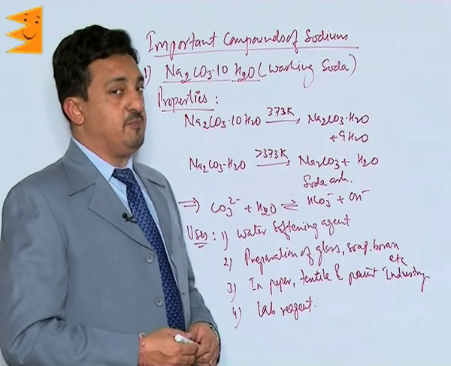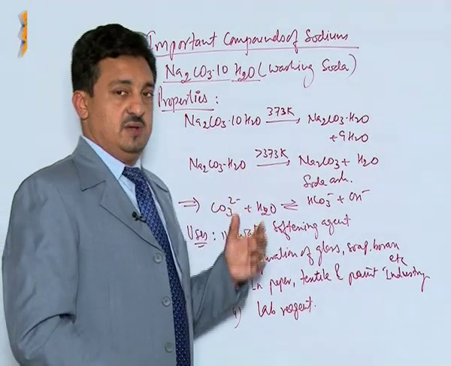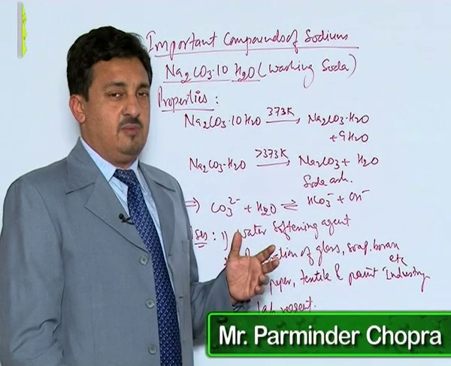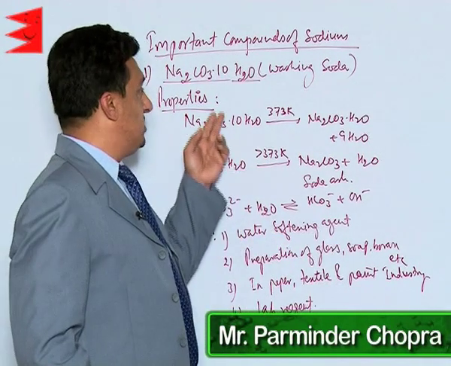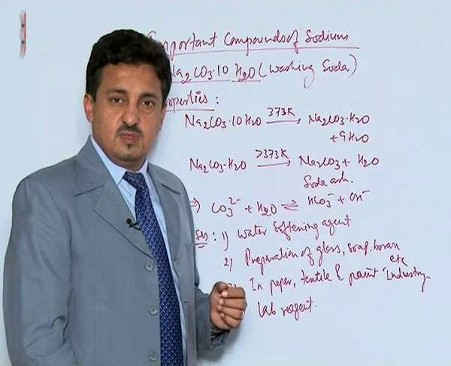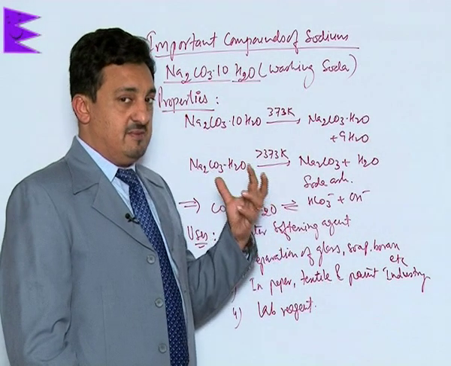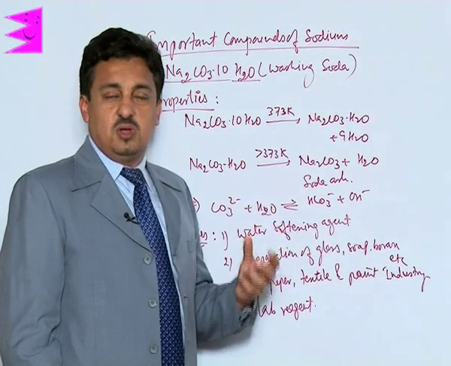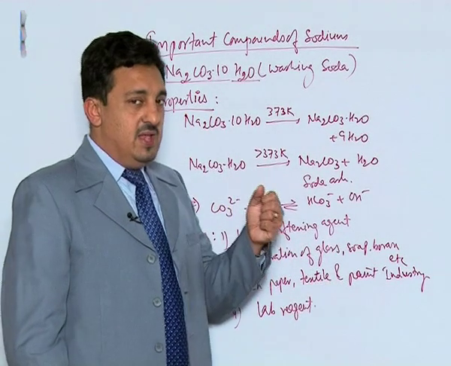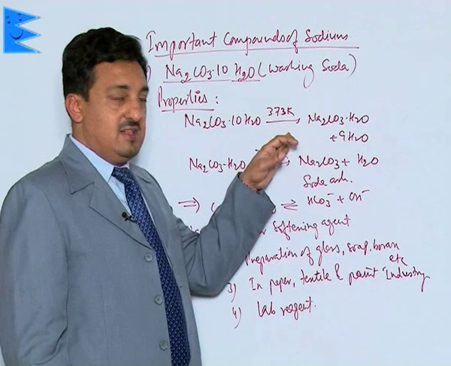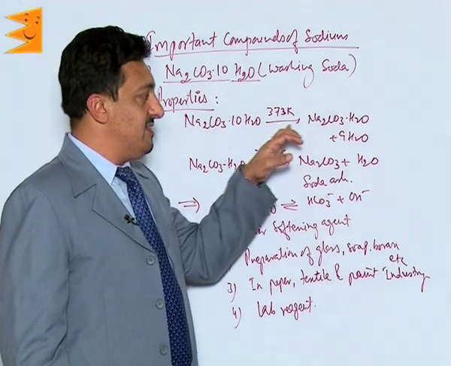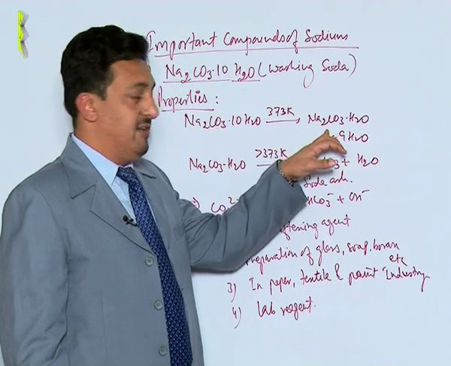Now let us see the properties of this washing soda. It's a white colored crystalline solid which exists in the form of a decahydrate, Na2CO3·10H2O. On heating, this washing soda, or sodium carbonate decahydrate, loses water of crystallization. When heated up to 373 Kelvin or about 100 degrees Celsius, it loses 9 water molecules and becomes monohydrated.